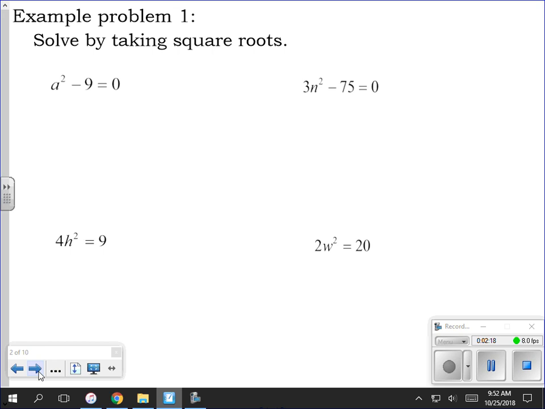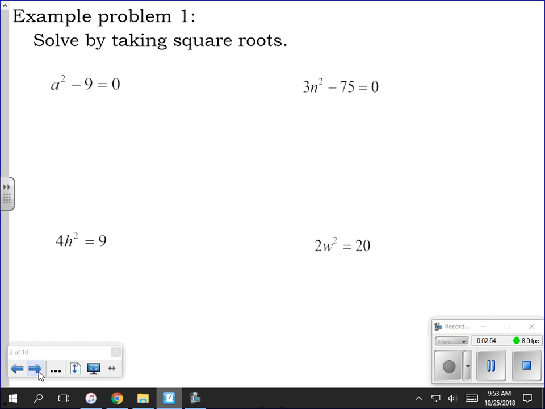Solve by taking the square roots. So we worked yesterday or the day before solving by factoring. And we can solve this first one by factoring. Okay, a plus 3, a minus 3. Those are your factors. Set them each equal to 0 and solve for a. If you have the situation where you have one variable only, and it's squared, you don't have anything else, you can use the square root property instead.